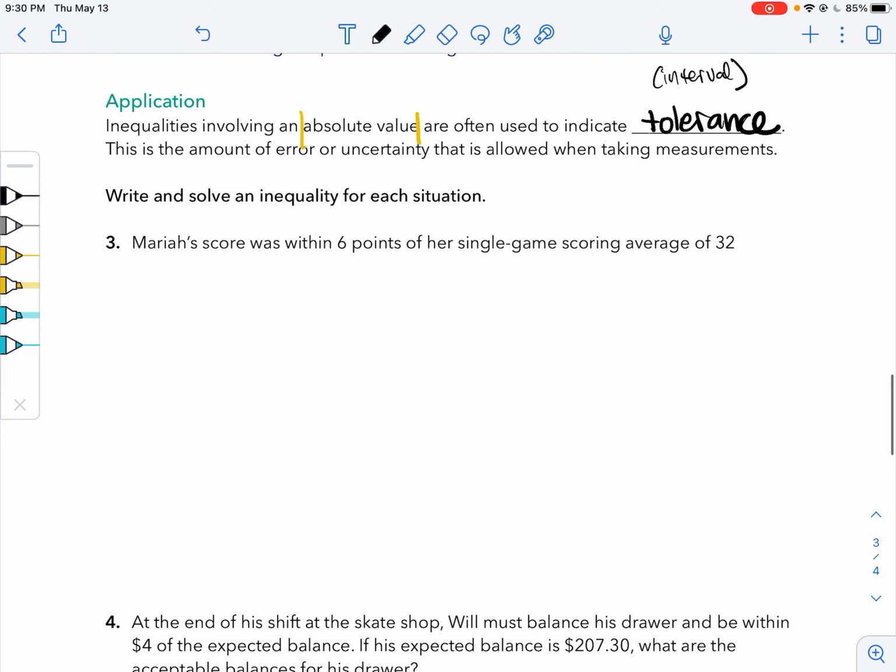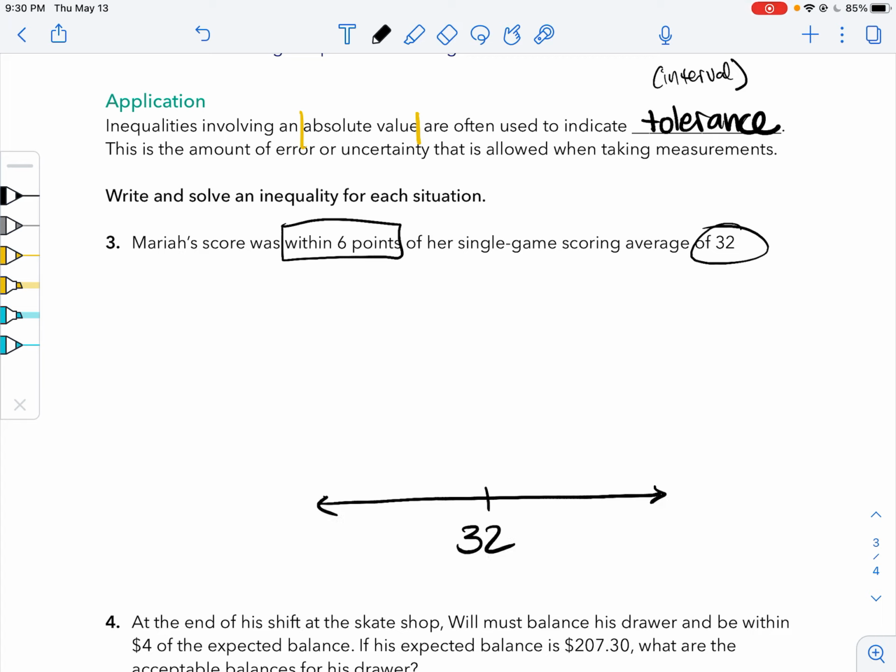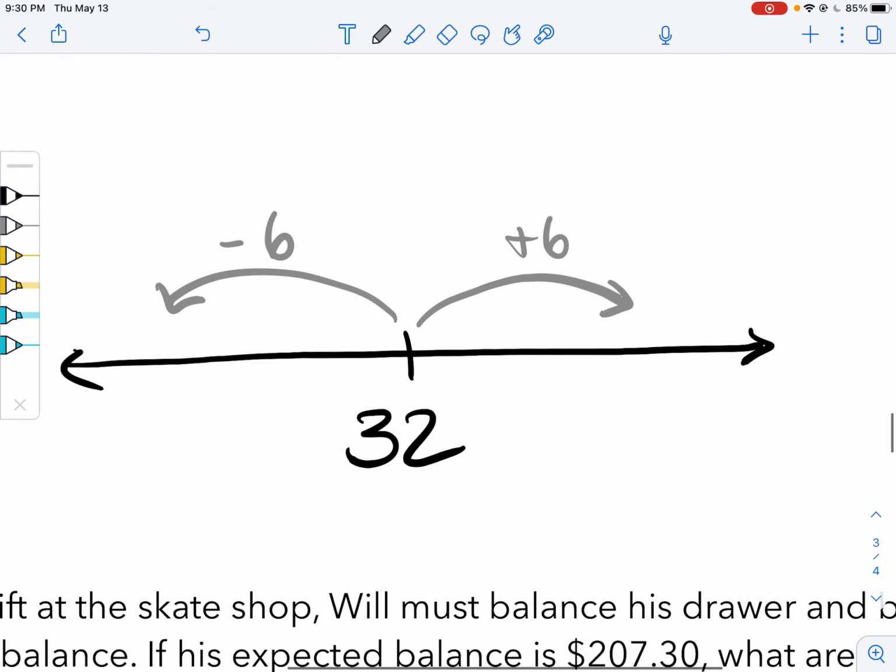For example, Mariah at her most recent basketball game, her score was within 6 points of her single game scoring average of 32. So it was within 6 of 32. How are we going to figure this out? Well, I'm going to graph it first, and then I'll show you how to get there algebraically. So if her average is at 32, that means she either went plus 6 or minus 6. So she was within 6 of that 32.